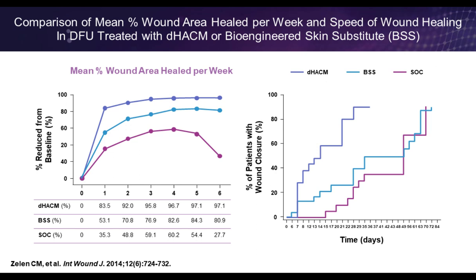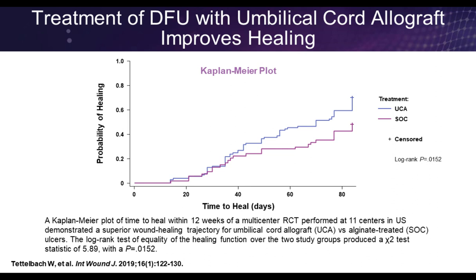And finally, more recently, the other major part of the placenta, that is the umbilical cord unit, has also been generated into a commercially available dressing. And so, again, treatment, much like with the amnion-chorion, but also treating diabetic foot ulcers in a multi-center randomized controlled trial, showed a highly statistically significant increase in the probability of healing for patients treated with the umbilical cord allograft.